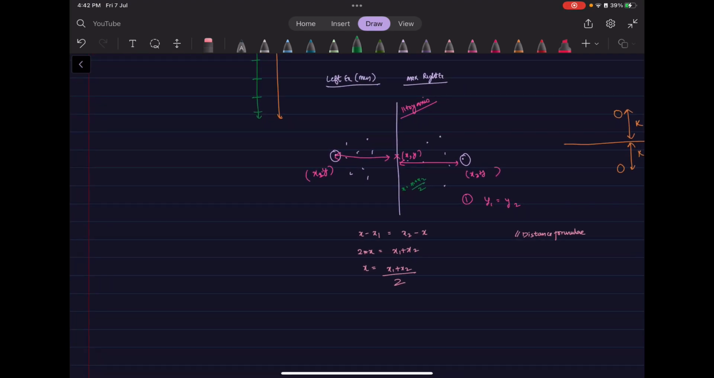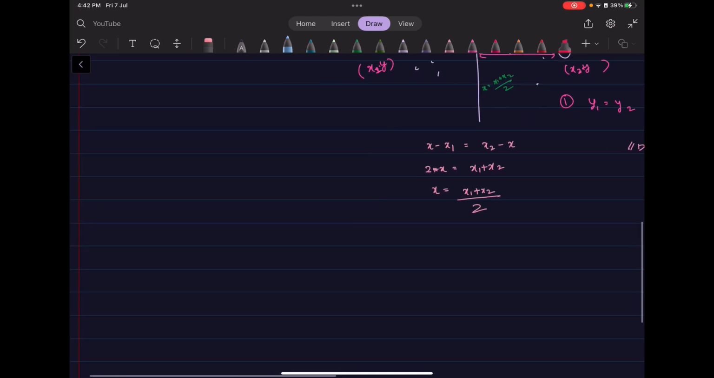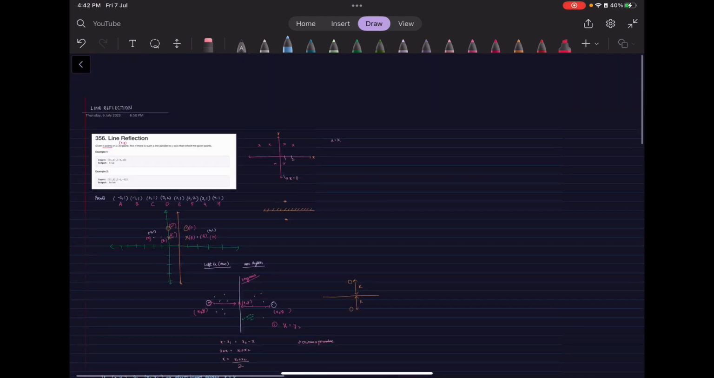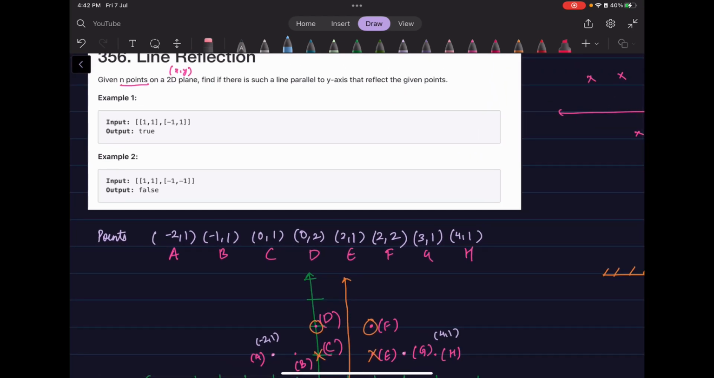Now coming back to our question. So far we know one thing. If x1 comma y1 and x2 comma y2 are mirror images across x equal to some constant, then this constant is equal to x1 plus x2 by 2. Second, y1 is equal to y2. So these are the two conditions that we have discovered so far. Now falling back to where these points are, I'll just copy them and bring them down.